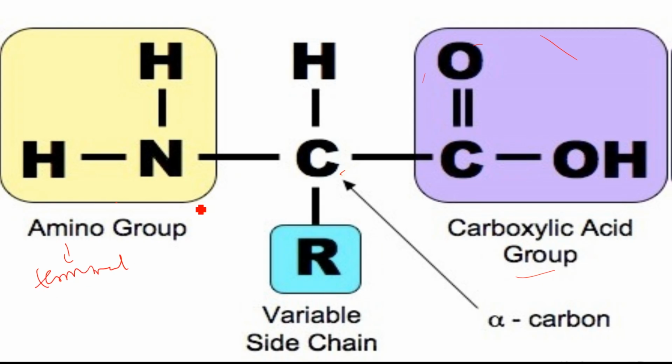Because it's possible to have an amine group or amino group on this R group. That group could be an amine group. Is that okay? Yeah, it could be a carboxylic group. So we have a terminal amine group, like I mentioned, and we have a terminal carboxylic group, and it's between them that a peptide bond forms.